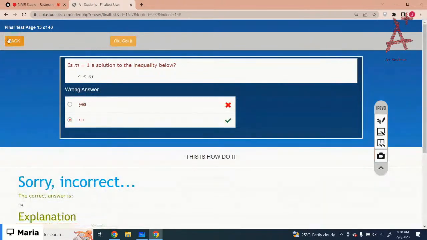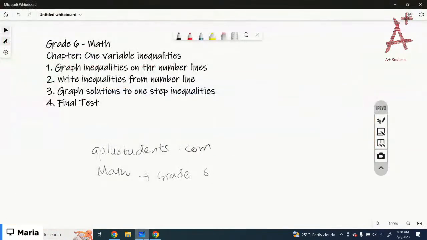Okay, you can complete the test by yourself later today. So, we were working on grade 6 maths. We were working on chapter 1, variable inequalities. And the lessons we have covered today are graph inequalities on the number lines, write inequalities from number line, graph solutions to one-step inequalities, and we just did the final test of the chapter.